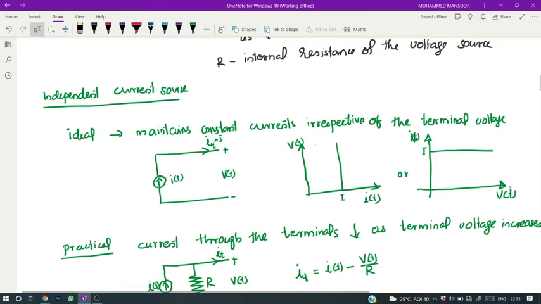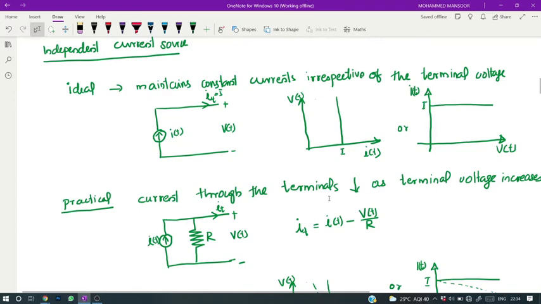Here we can see that as V of t is increasing, the current is maintained constant in the case of an ideal current source. Thus, an ideal current source is a two-terminal circuit element which maintains a constant current I of t, say I, flowing through its terminals independent of the terminal voltage. But in a practical scenario, this won't occur.